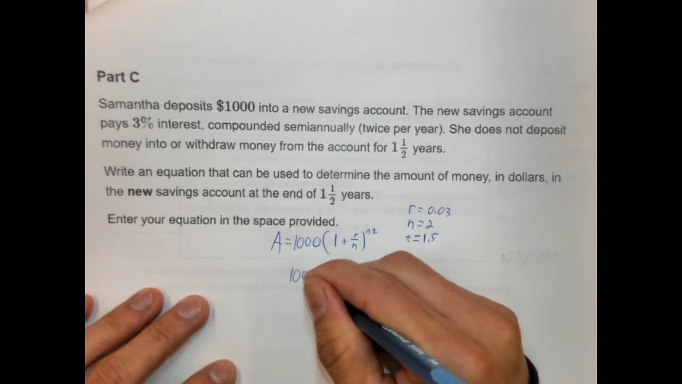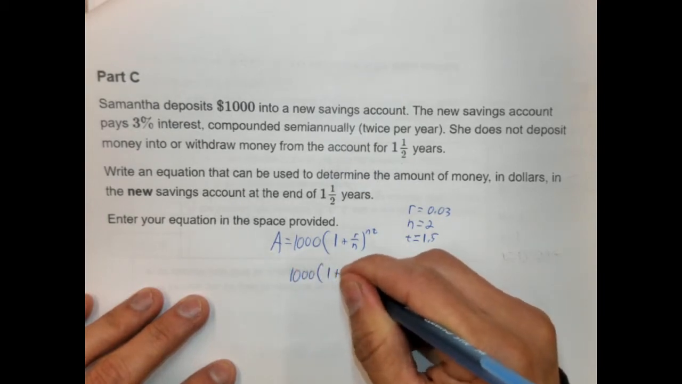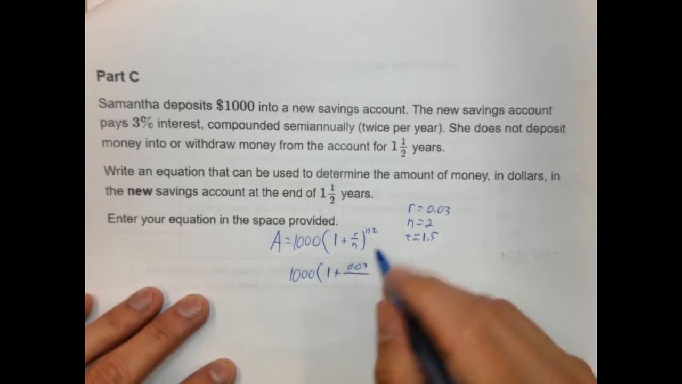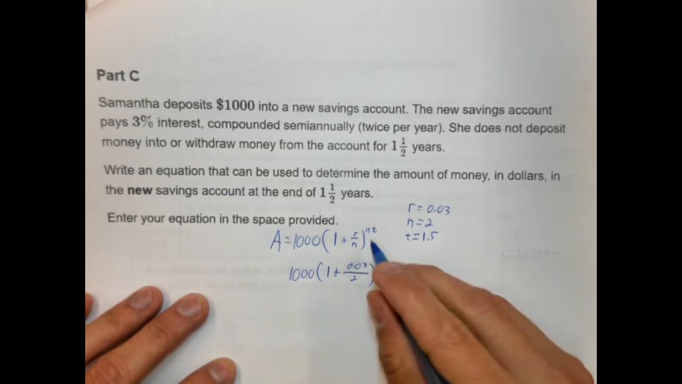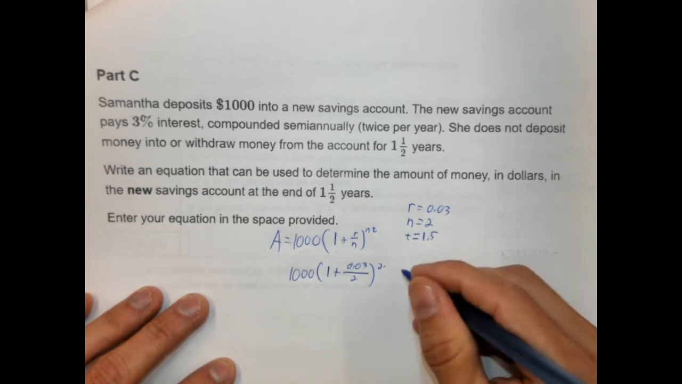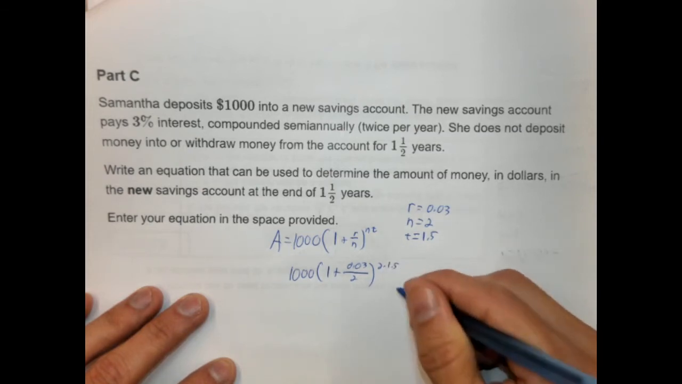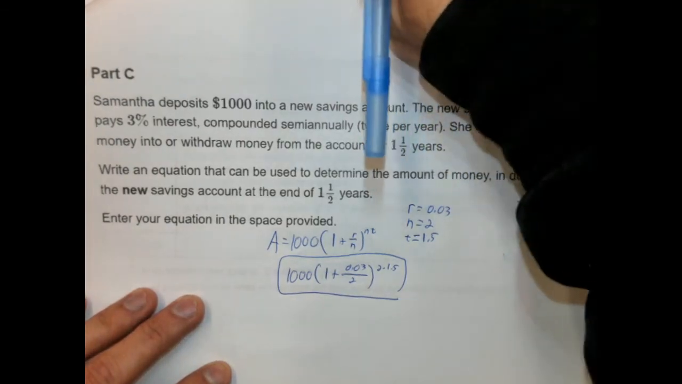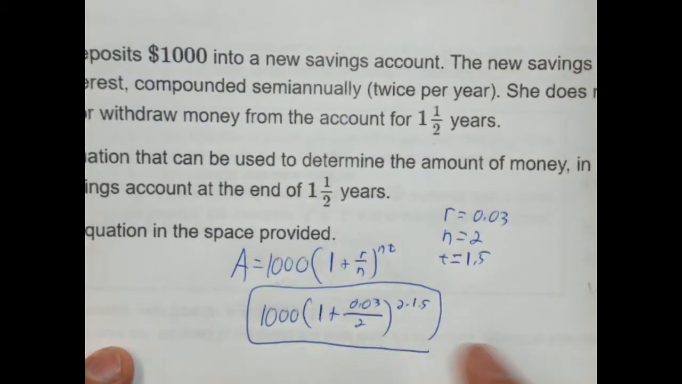So 1,000 times 1 plus R, which is 0.03, over N, which is 2, to the power of N times T, which is 2 times 1.5. Okay, so that's it. And I believe the fourth part, I think we have to simplify this.